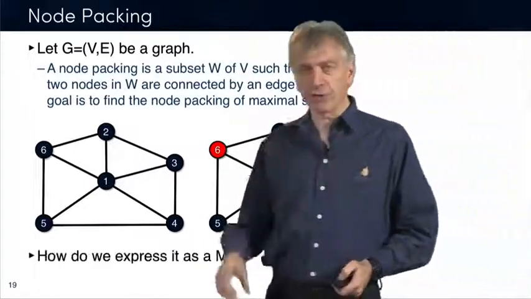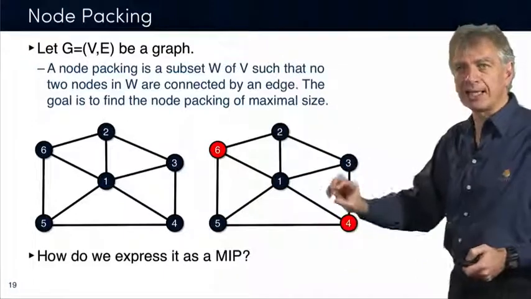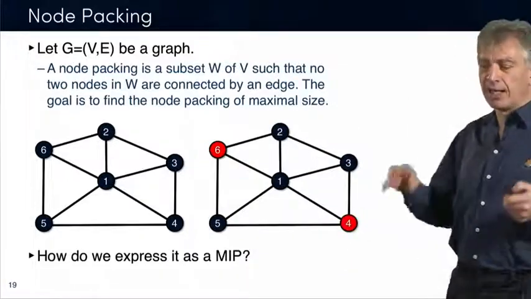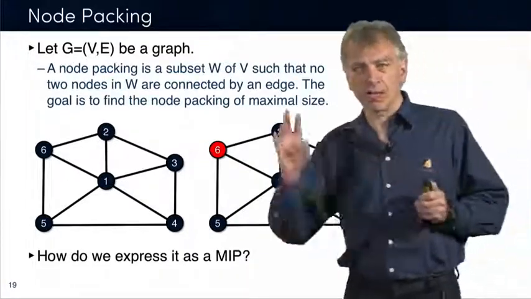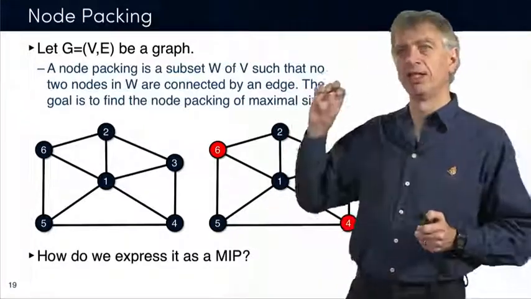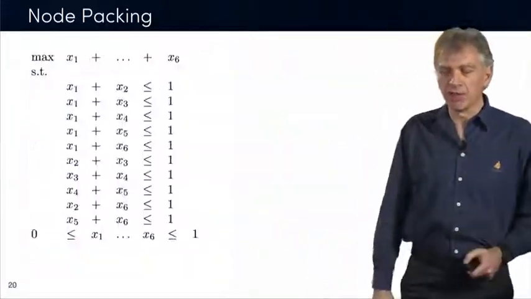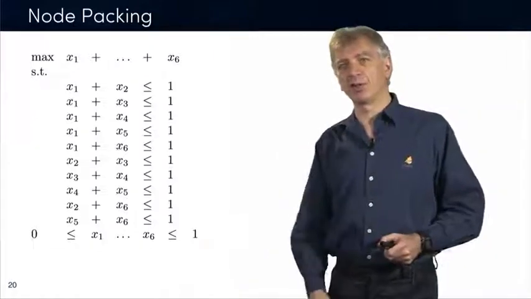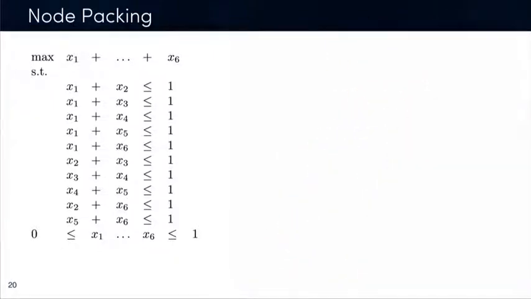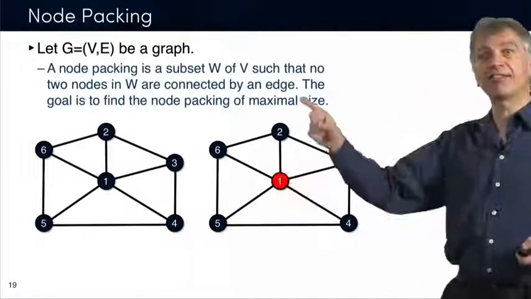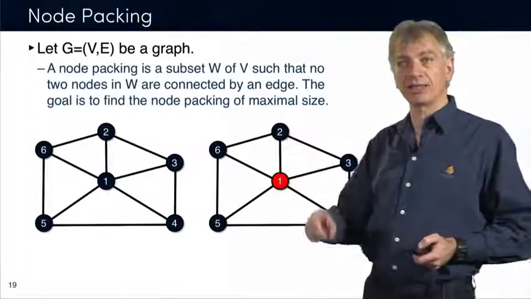But what we're going to first do is to look at node packing and see if we can express it as a MIP. And once again, it's always the same story, right? What are going to be the decision variables and what are going to be the constraints? In this particular case, the decision variables are easy. We're going to decide if a particular node, a particular vertex, is inside the packing or not.